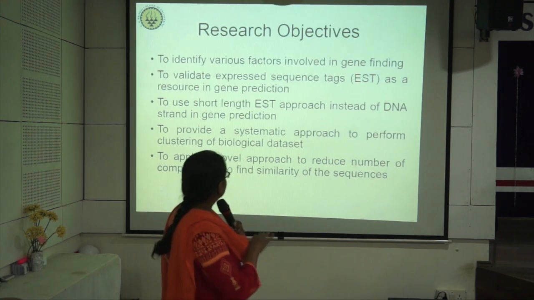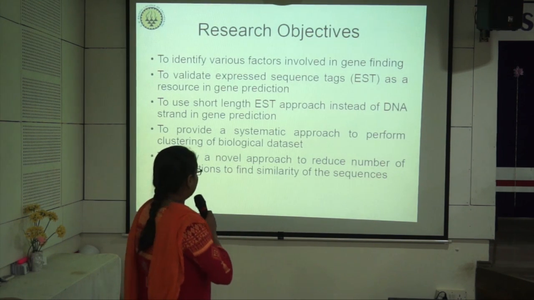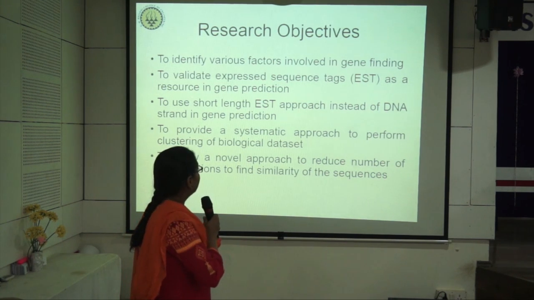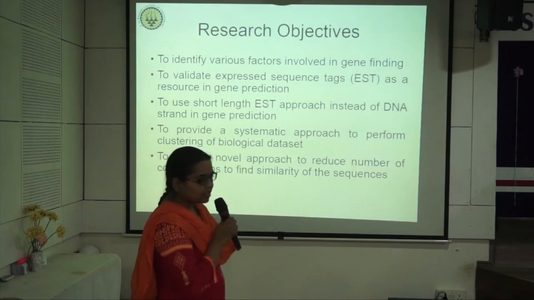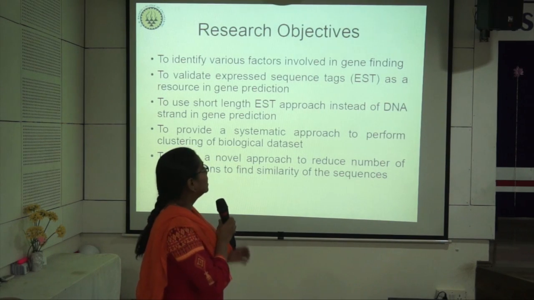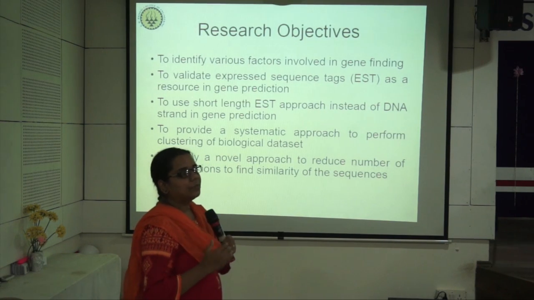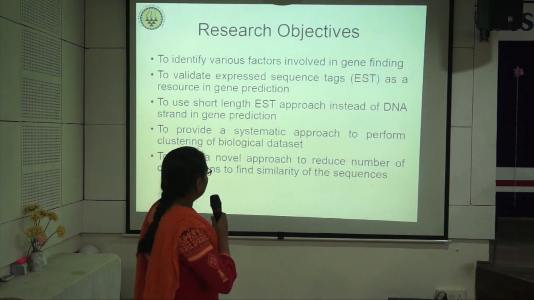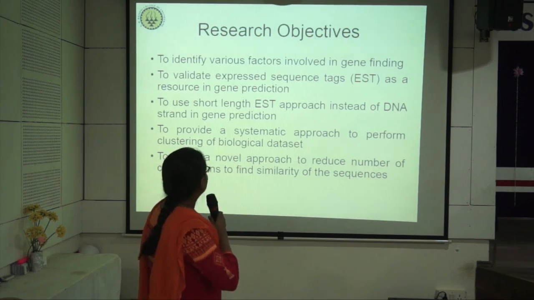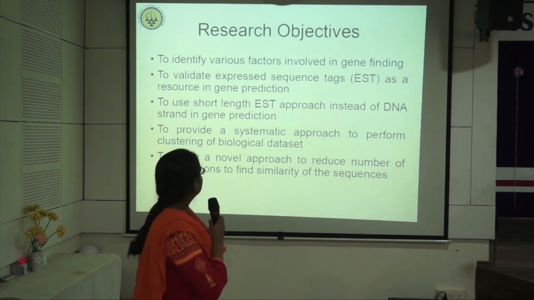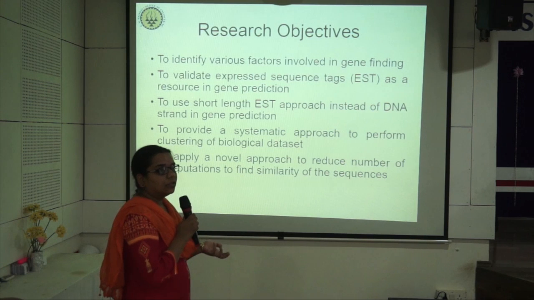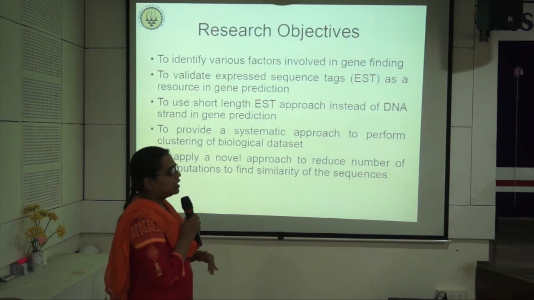So based upon this background, let's have the research objectives. Research objectives is first to identify various factors involved in gene finding or gene prediction. Gene finding and gene prediction are simultaneously used in documentation. Second, to validate expressed sequence tags as the resource in gene prediction. So when we say that gene prediction, we will be doing it with ESTs.